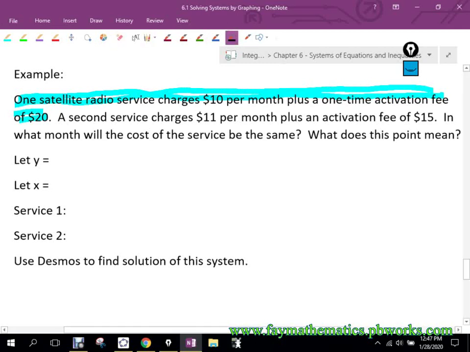Okay. We're going to let Y be the total cost of service. Okay, so when you have total cost, usually when we read these scenarios, there's going to be this overall thing you're interested in. The overall thing that we're interested in is obviously the cost, right? That's usually what you let Y be. You remember Y is your dependent variable. Okay, so our cost depends on something else. Okay, what does cost depend on?